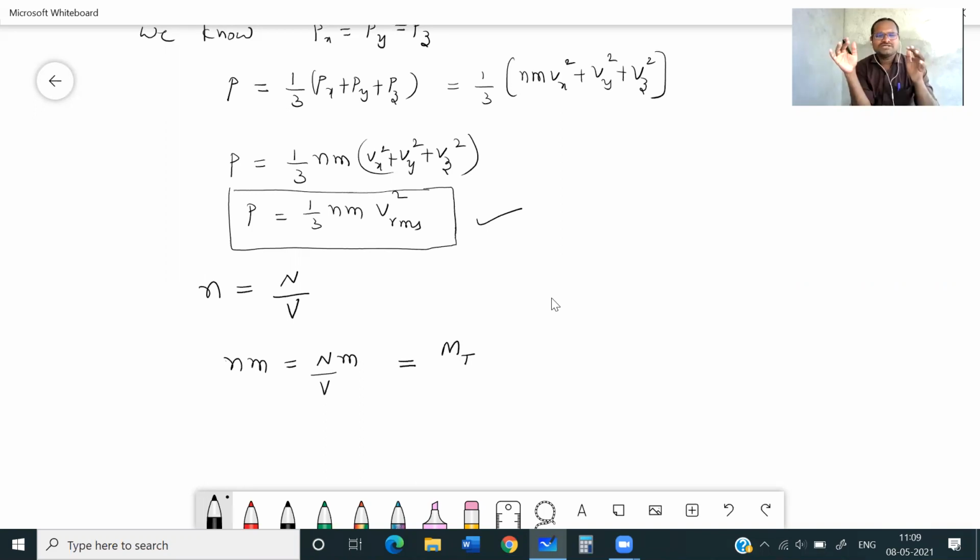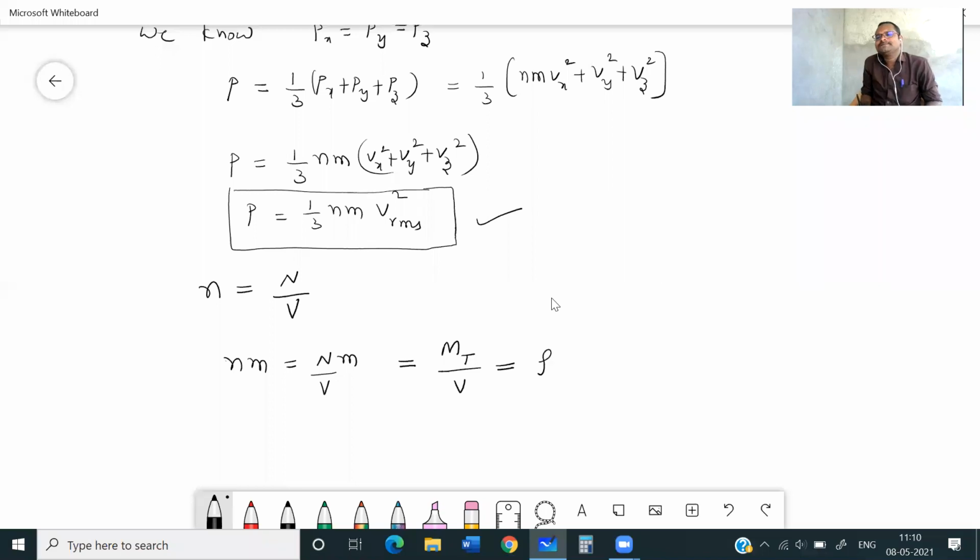Imagine one box, a cube. In that some gas is there. Gas means so many molecules are there. Each molecule's mass, I have considered small m. Now the total mass of the gas is what? The number of molecules into the mass of each molecule, correct? So capital N into small m gives you the mass of the total gas upon volume. As we know, mass upon volume is density. Clear?